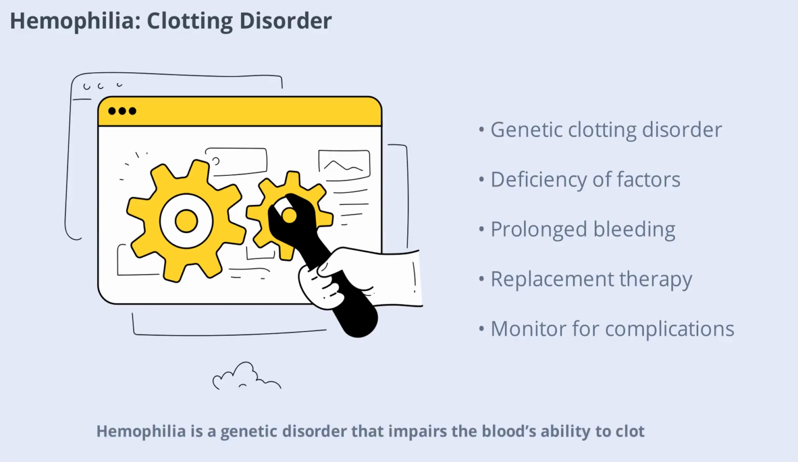Hemophilia is a genetic disorder that impairs the blood's ability to clot. It is caused by a deficiency of specific clotting factors, leading to prolonged bleeding after injury. People with hemophilia may experience spontaneous bleeding into joints and muscles. Hematology is crucial for diagnosing hemophilia and managing treatment, which often involves replacement therapy with clotting factors. Early intervention and careful monitoring are essential for preventing complications.